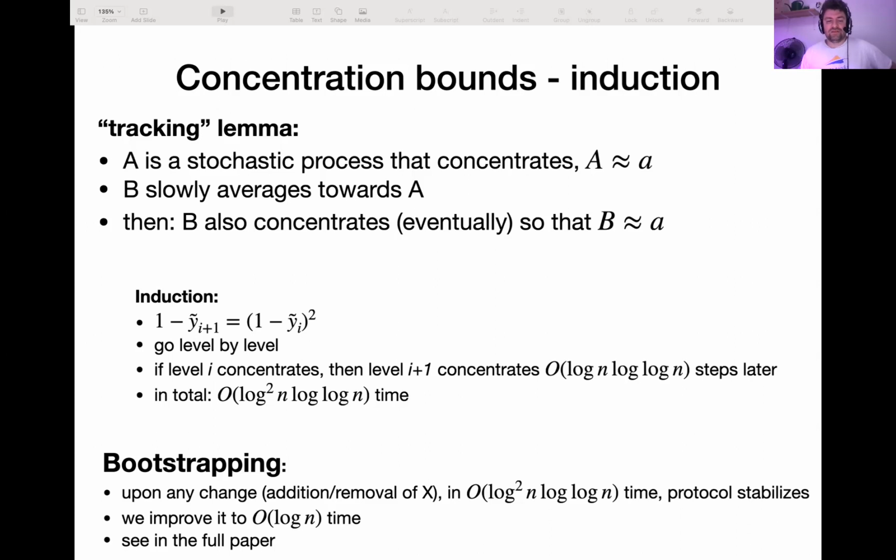size of the levels. And we can show inductively that if the ith level concentrates, then after log n time, the i plus 1 level will concentrate. Because there are log n levels, everything concentrates in log squared n time. And then we actually improve this in the paper to truly log n time by the technique we call bootstrapping, where we show that because the protocol is quickly mixing, if it converges in any time, it converges quickly.